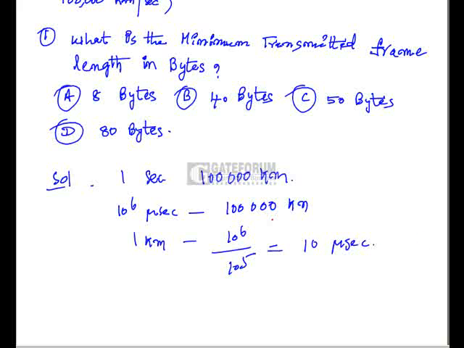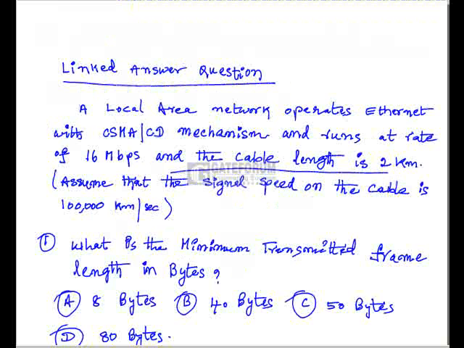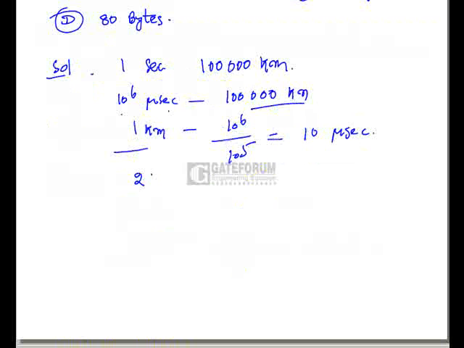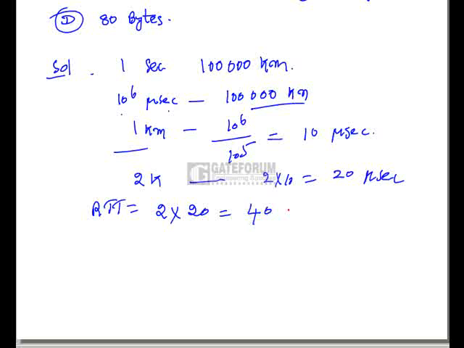So this is 10 power 6 microseconds for 1 lakh kilometers. For 1 kilometer, 10 power 6 divided by 1 lakh microseconds, so 10 microseconds. What is the cable length? It is given as 2 kilometers. For 2 kilometers to travel, it will be 2 into 10, 20 microseconds, which is the propagation time. Round trip time is equal to 2 into propagation time, so it will be 40 microseconds. 40 microseconds is the round trip time.